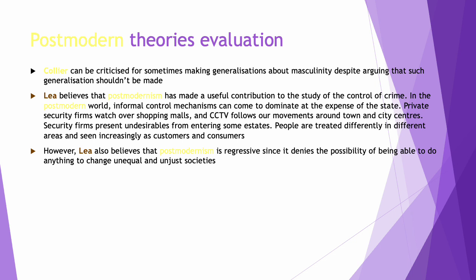Left realist Lea believes that postmodernism has made a useful contribution to the study of the control of crime. In the postmodern world, informal control mechanisms can come to dominate at the expense of the state. Private security firms watch over shopping malls, and CCTV follows our movements around town and city centres. Security firms prevent undesirables from entering some estates. People are treated differently in different areas and are seen increasingly as customers and consumers. However, Lea also believes that postmodernism is regressive, since it denies the possibility of being able to do anything to change unequal and unjust societies.